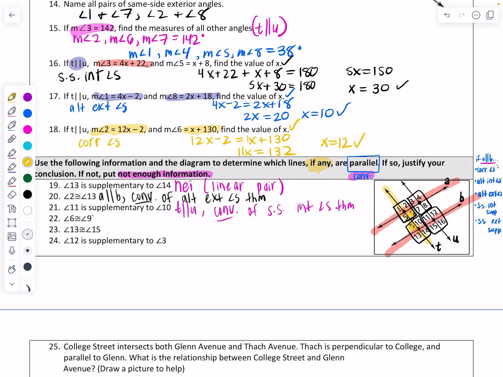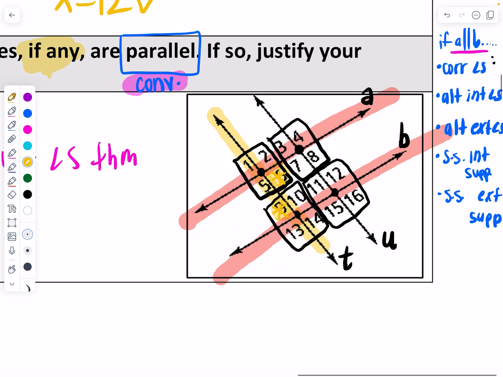So I'm going to say that A is parallel to B because of the converse of alternate exterior angles theorem. Because those alternate exterior angles are congruent, then we know that those lines must be parallel.